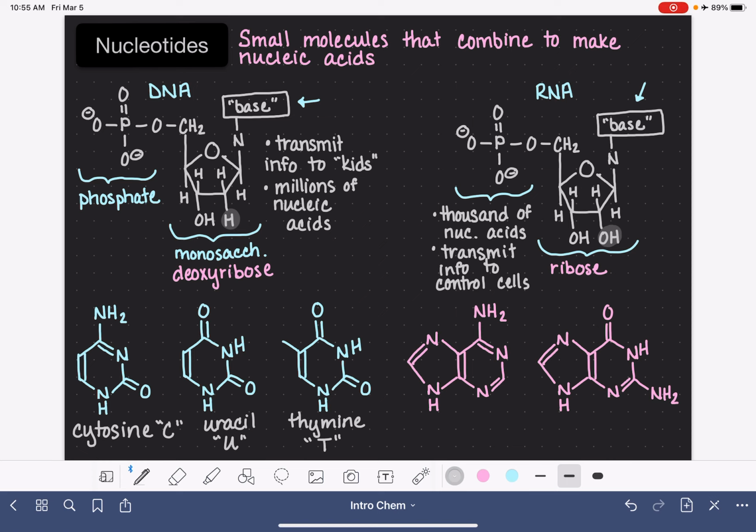Notice that there's a lot of similarity in the structure between uracil and thymine. The only difference is that methyl group, either there or not there. And we'll talk more about the similarities of uracil and thymine as we get into DNA and RNA. And I am going to label these 3 together. Again, we call these pyrimidines.